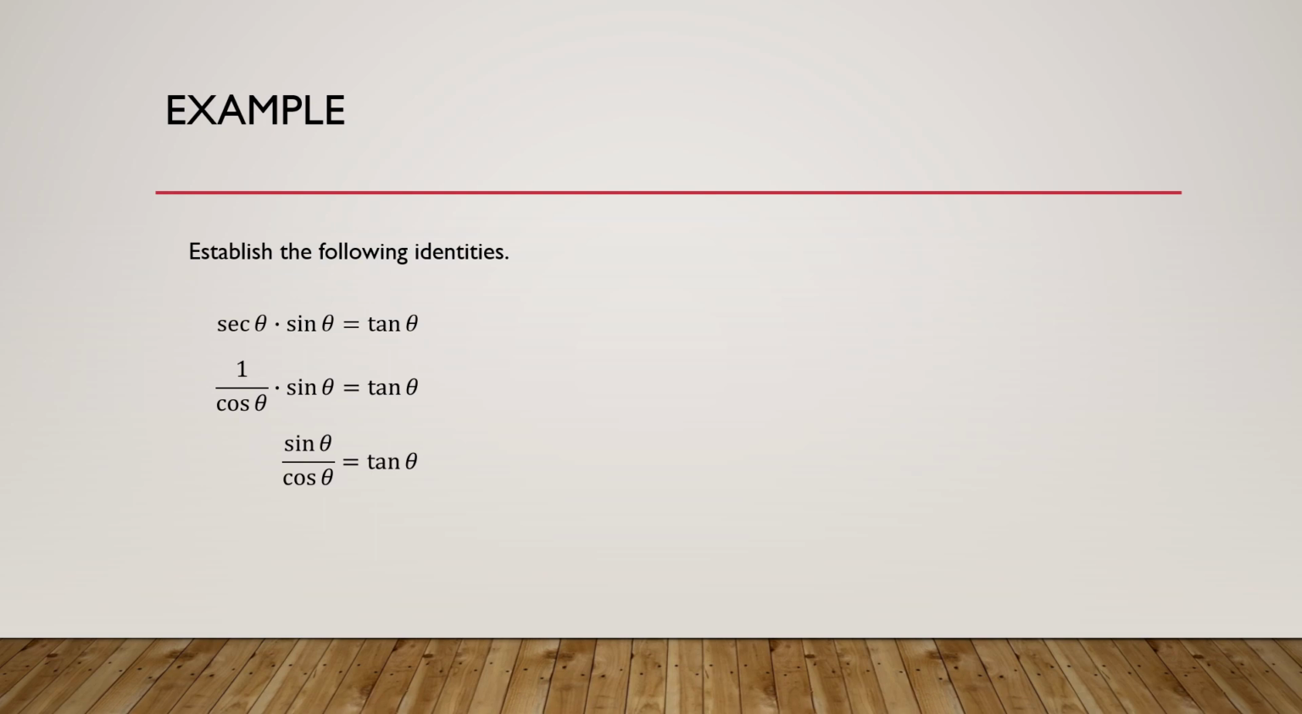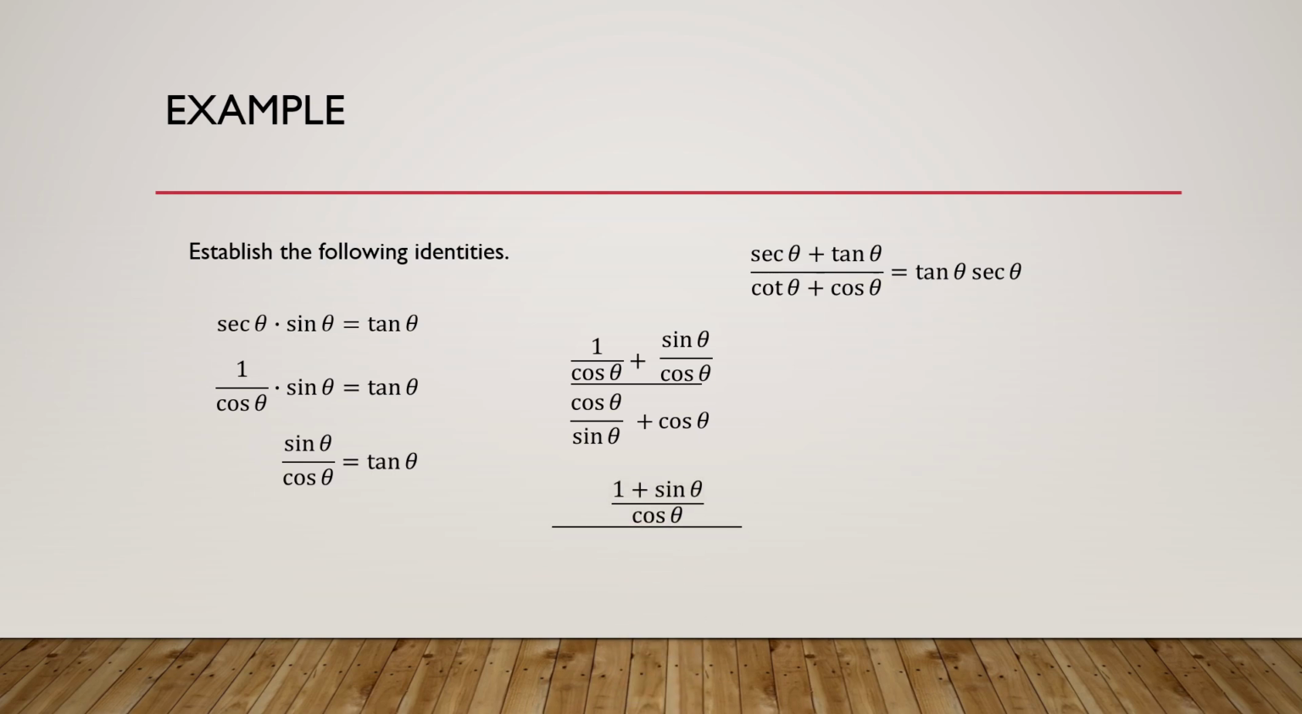As a second example, show that secant theta plus tangent theta over cotangent theta plus cosine theta equals tangent theta times secant theta. First, let's express secant theta as 1 over cosine theta, tangent theta as sine theta over cosine theta, and cotangent theta as cosine theta over sine theta. Next, we complete the addition in the numerator. Since it has a common denominator already, we get 1 plus sine theta over cosine theta. In the denominator, we can multiply the second term by sine theta over sine theta to get sine theta as the common denominator.